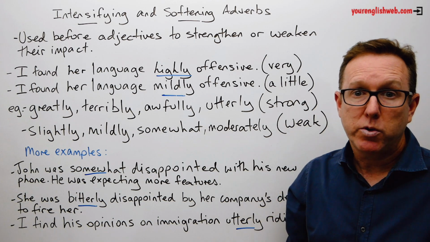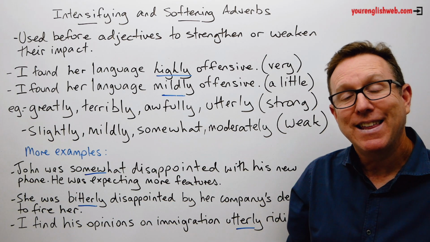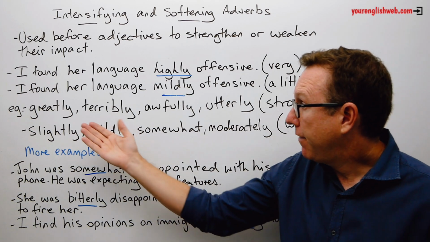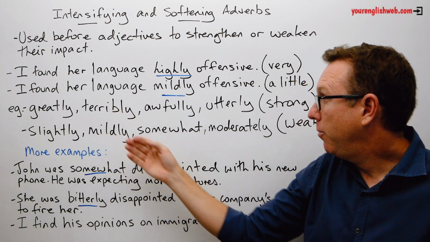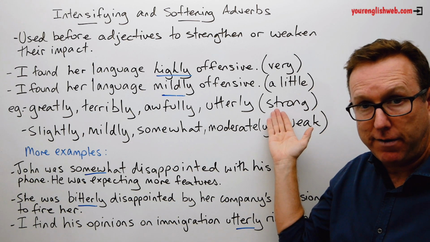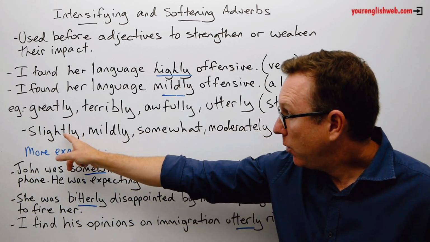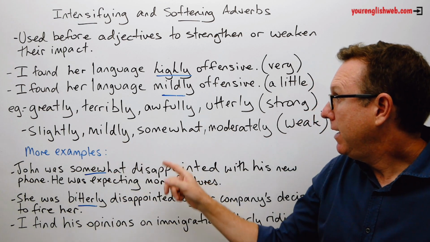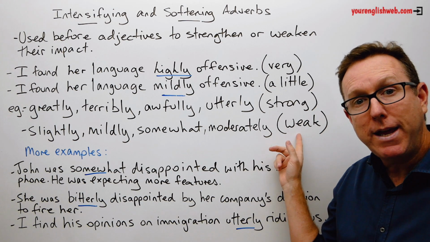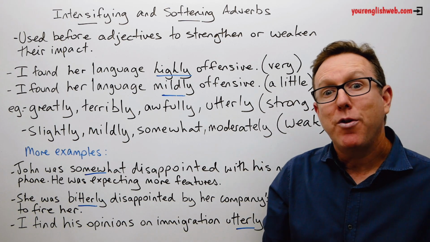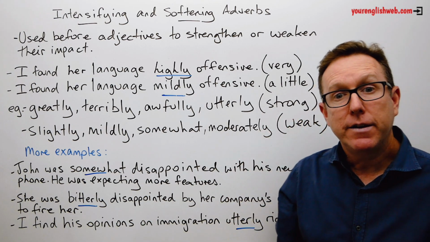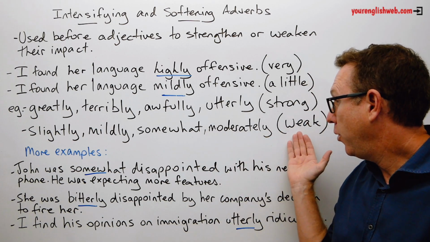Now, some examples of the adverbs that we can use in these sentences to intensify and others to soften are, for example, greatly, terribly, awfully, utterly. Okay, these are strong adverbs. And then we have slightly, mildly, somewhat, and moderately, and we could classify these as weaker adverbs. So, as we know, the effect is to intensify, okay, with the strong, and to soften with the weak.